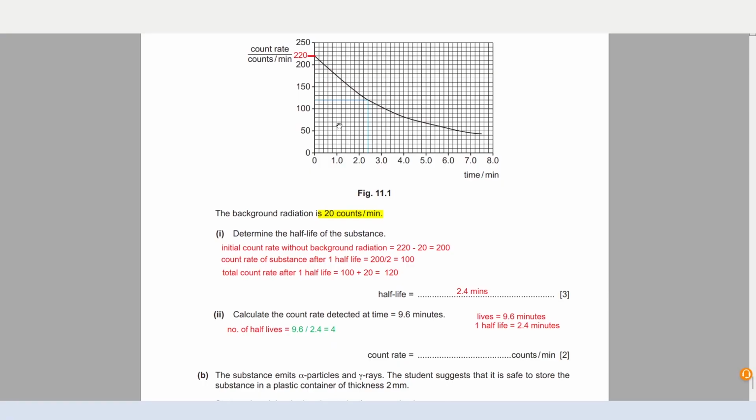And we have to find the count rate. The initial count rate while starting is 200, not 220 because we have subtracted the background radiation. So it's going to be 200 into the half-lives, which is going to be half 4 times, and which is going to give us 12.5. This is our new count rate after 4 half-lives. And now don't forget to add the background radiation, which is going to be 12.5 plus 20, which is going to be 32.5. And if we round this off, we're going to get 33 counts per minute.